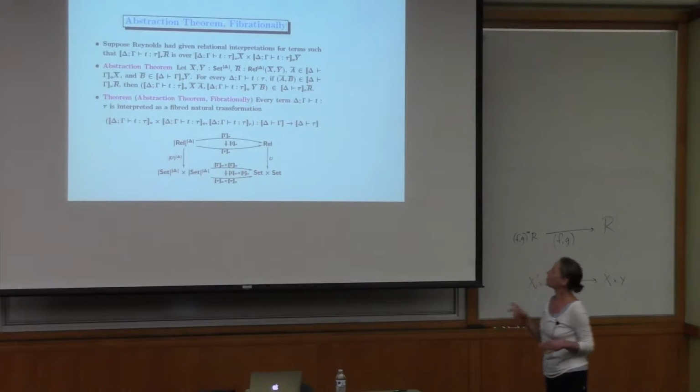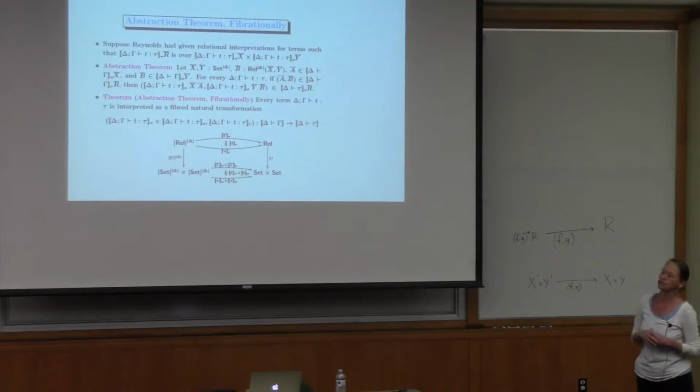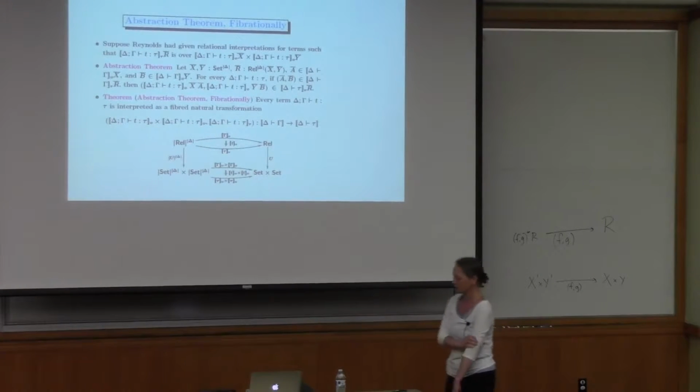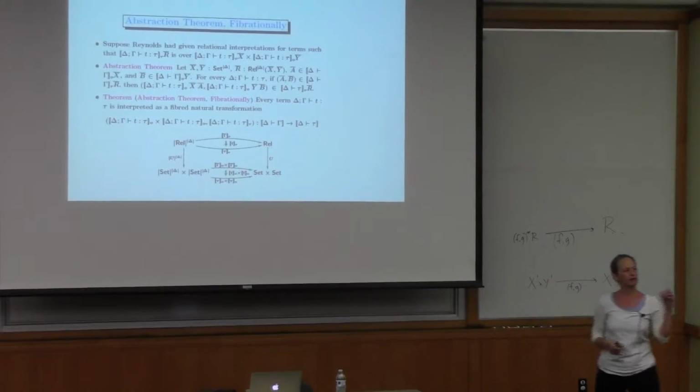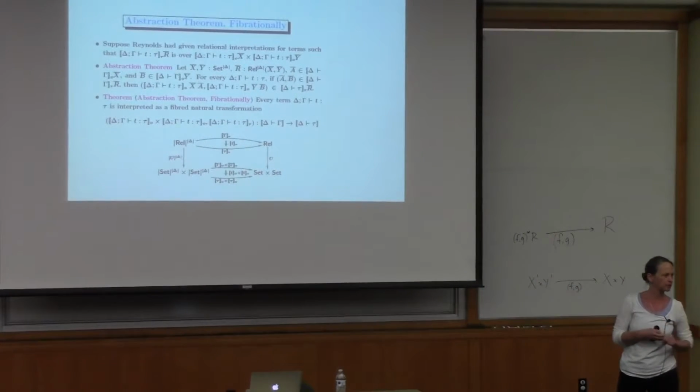It's not, I think, at all clear, at least if you just first look at it, why this is saying the same thing that Reynolds said. So on the next slide, I'm just going to unpack this a little bit, so we can see that we're actually saying the right thing. But the slogan is: types are interpreted as fibered functors, and terms are interpreted as fibered natural transformations.